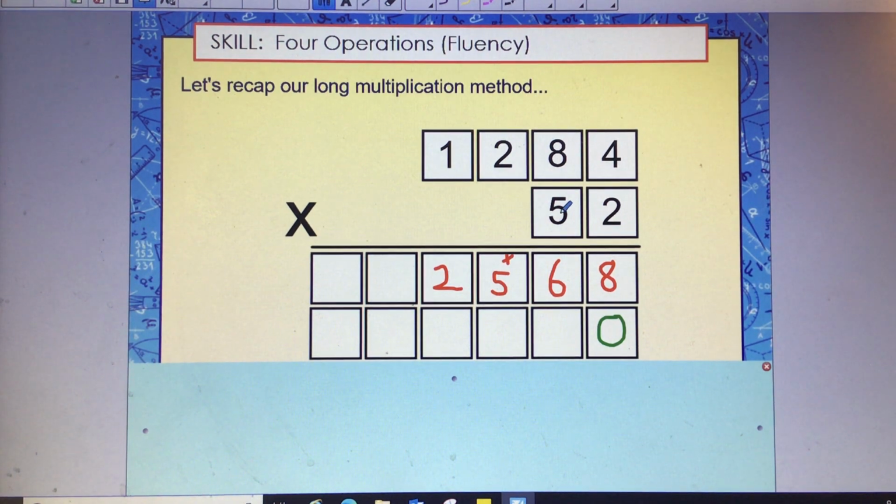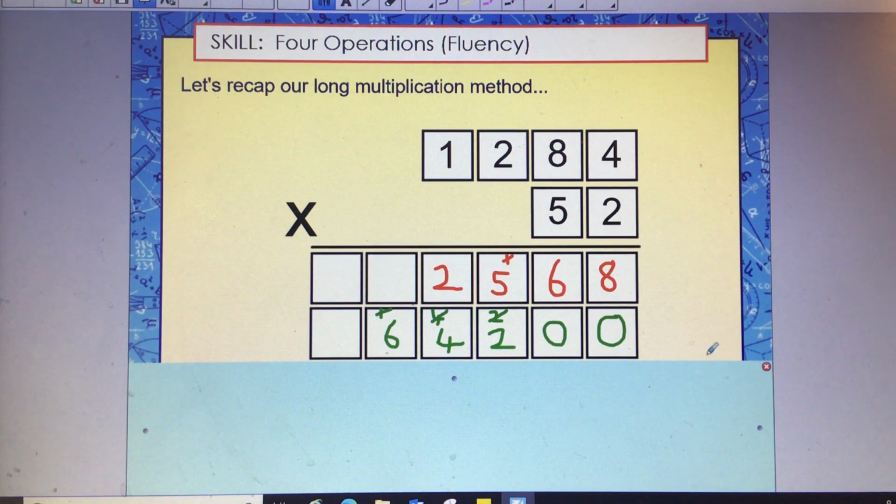Now we can multiply the number by 5. So again, start in the ones. 5 times 4 is 20. So 0 down, carry the 2 forwards. 5 times 8 is 40. Add the 2, gives us 42. 2 in the box, carry the 4 from the 40 forwards. 5 times 2 is 10. Add on the 4 is 14. So 4 in the box, carry the 1 forwards. And finally, 5 times 1 is 5. We need to add on that 1 to give us 6 in that box.